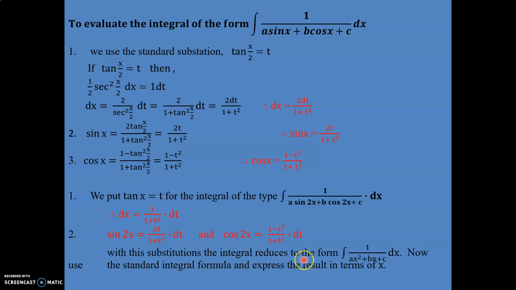So with this substitution the integral reduces to the form integral 1 upon ax square plus bx plus c dx. Now we can apply the standard integral formulas of the 7 formulas format. You can then solve the question. So the first question here is integral 1 upon 3 plus 2 sin x minus cos x dx.